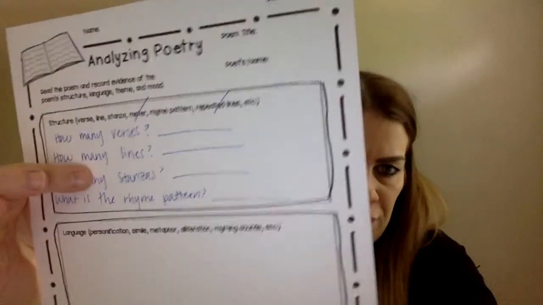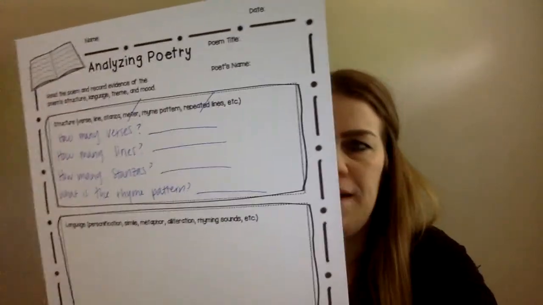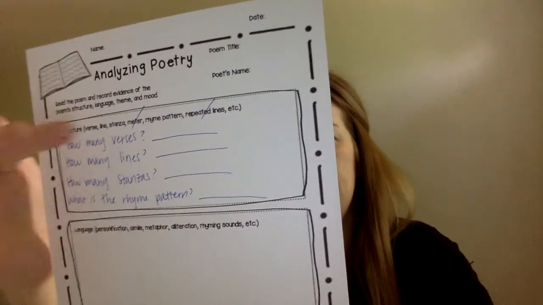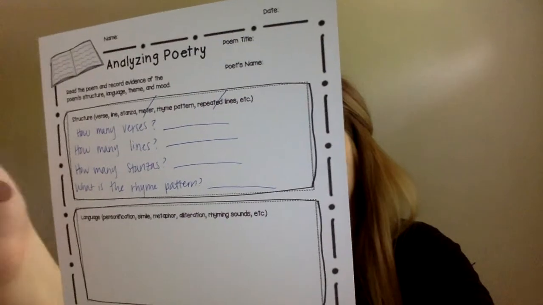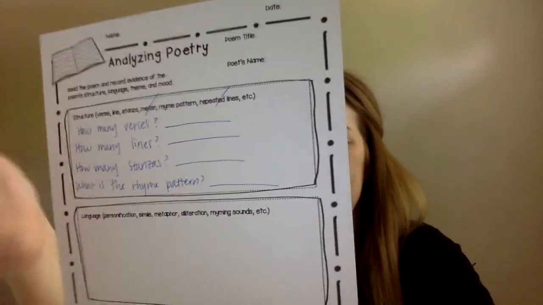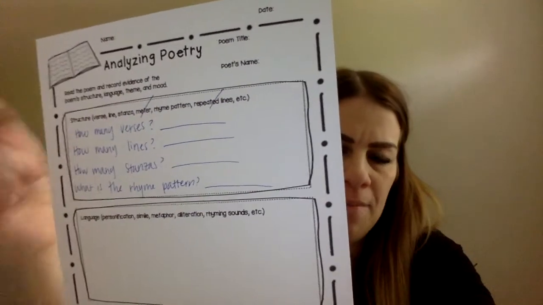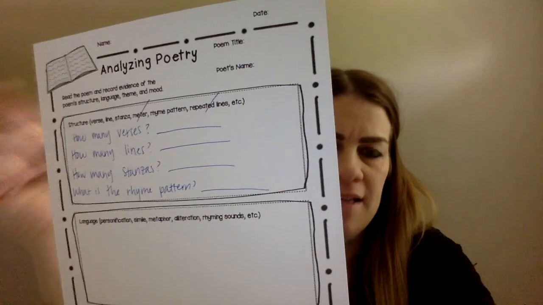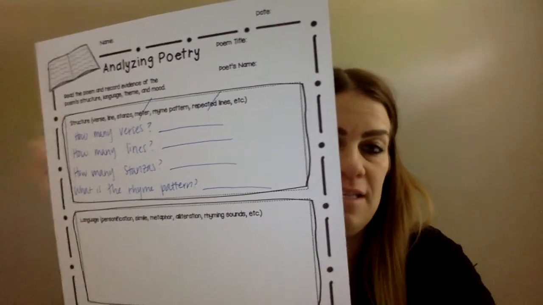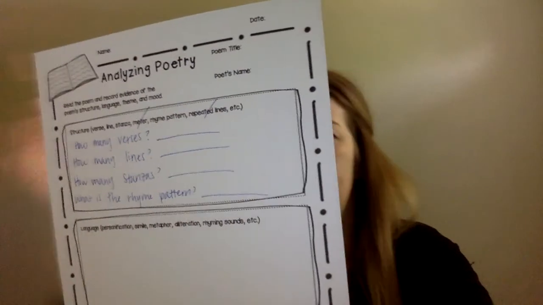Then I want you to look first here at the structure. That's what we just talked about. I want you to tell me, how many verses are there? How many lines are there? How many stanzas are there? And then what's the rhyme pattern? Is it AAB? Is it ABA? Is it ABC? Is it ABCD? So you need to look and see which words are rhyming together.